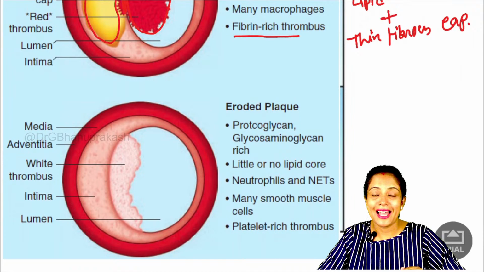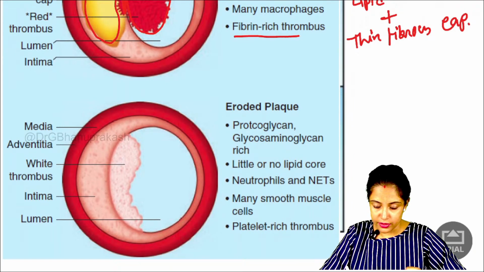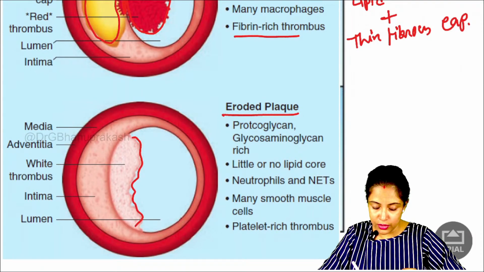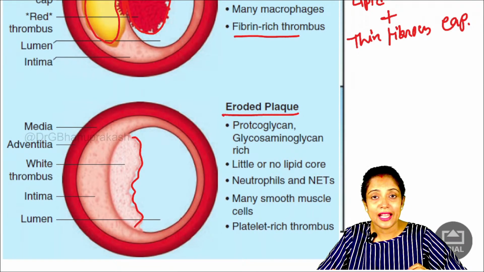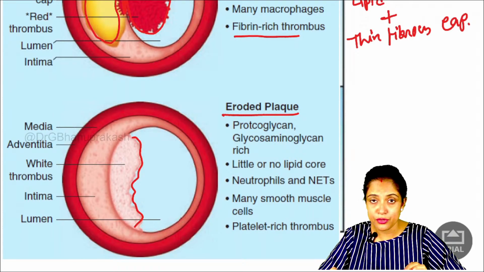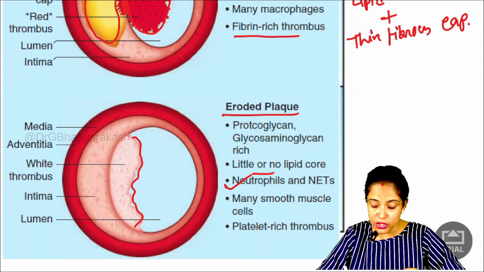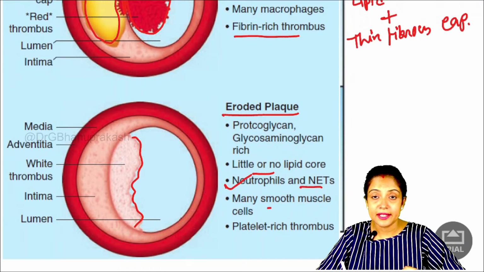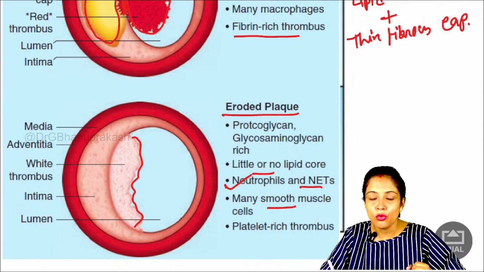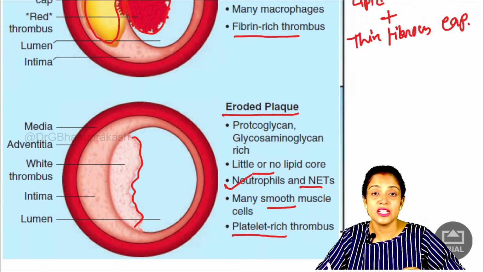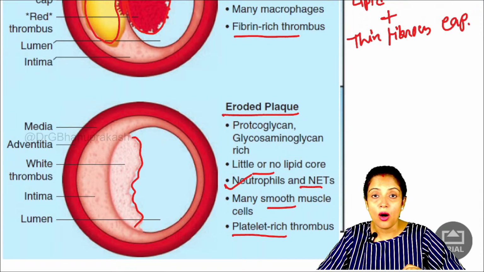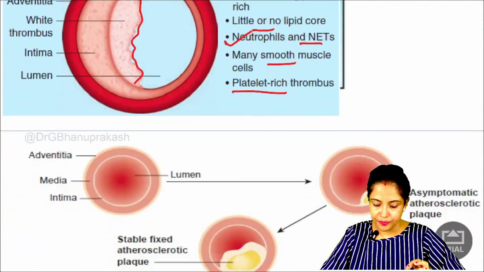Now, I was talking about plaque erosion. Not only plaque rupture, even plaque erosion can result in coronary thrombosis. Here you can see an eroded plaque. Eroded plaques usually do not have any lipid-rich core, or if present, only a very minimal amount of lipid. They are rich in neutrophils and NETs, and contain a very high amount of smooth muscle cells, and the thrombus is platelet rich. So this is about the eroded plaque and the ruptured plaque and how they cause thrombosis.